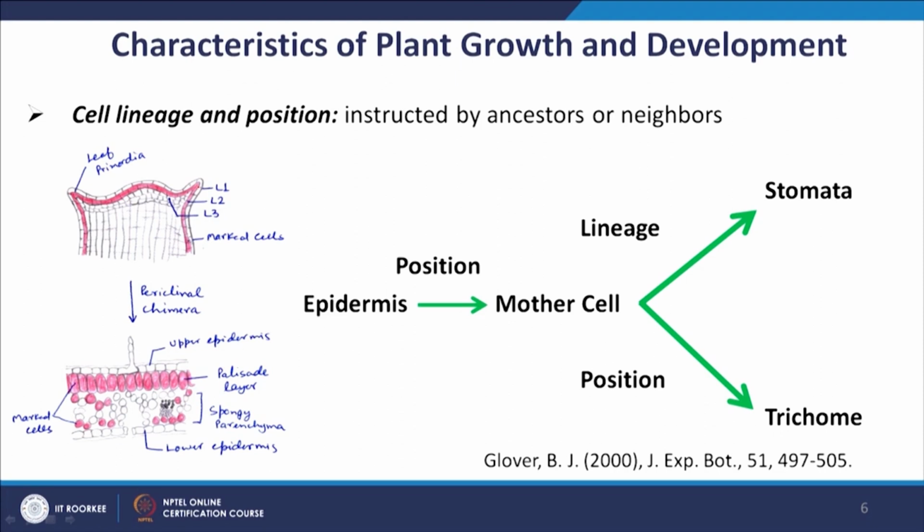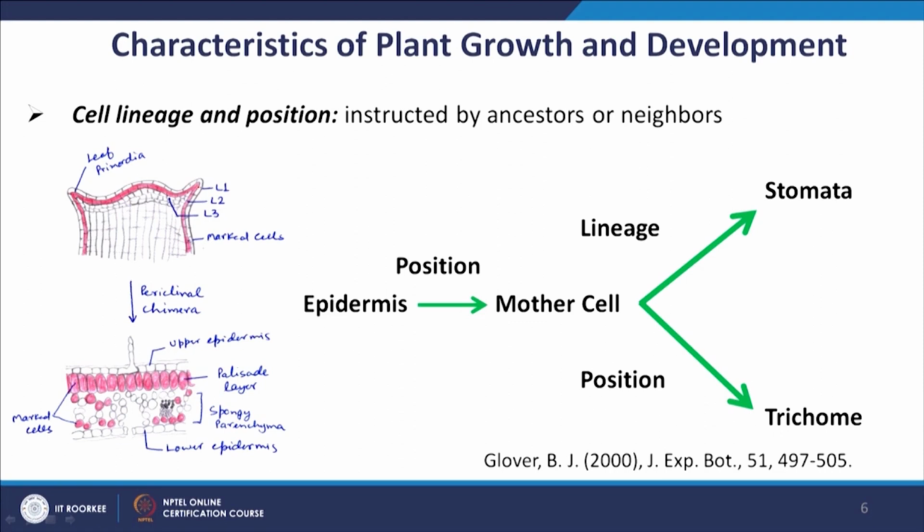But apart from that, there are other cells as well which are away from these cells, and they have also got the marked cell property. But in the case of epidermis, it was observed that both mechanisms function. So, for example, the differentiation of epidermis is position dependent as well as lineage dependent.